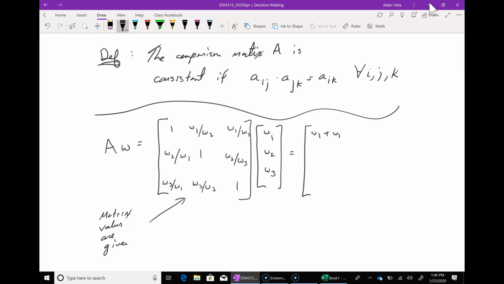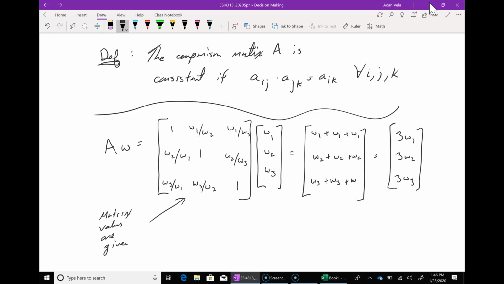Plus W1. All right. For the second element, we get W2 plus W2 plus W2. And for the third one, we get W3 plus W3 plus W3. Okay. All right, so if we can simplify this, it ends up as 3W1, 3W2, 3W3.